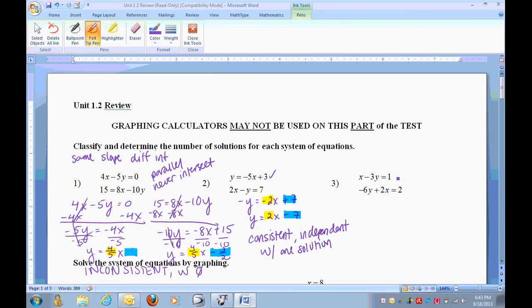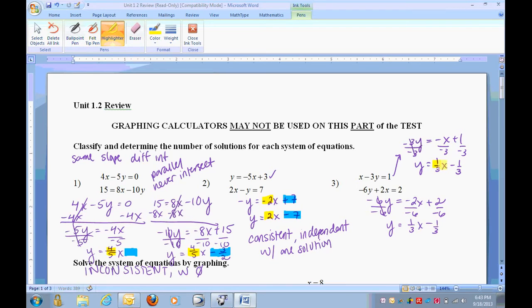All right, now moving on to number 3, let's move this first equation to y-intercept form. We've got to move the x over to the other side, so we end up with negative 3y equals negative x plus 1. Then we divide everything by negative 3, and we end up with y equals 1/3 x minus 1/3. All right, and in this second equation, we need to move the 2x over. So we have negative 6y equals negative 2x plus 2. Then we divide everything by negative 6. Okay, so you end up with y equals 1/3 x minus 1/3.